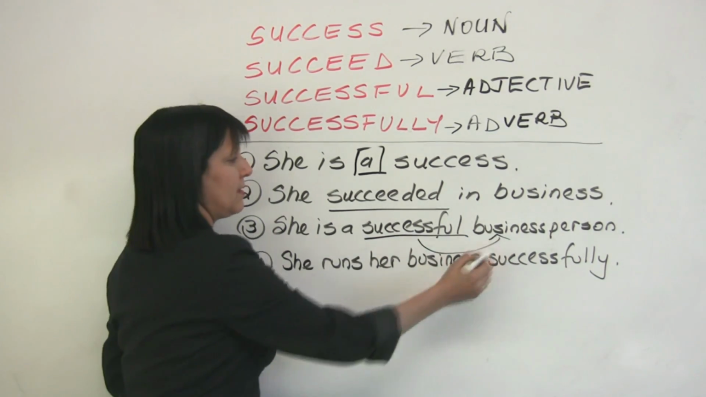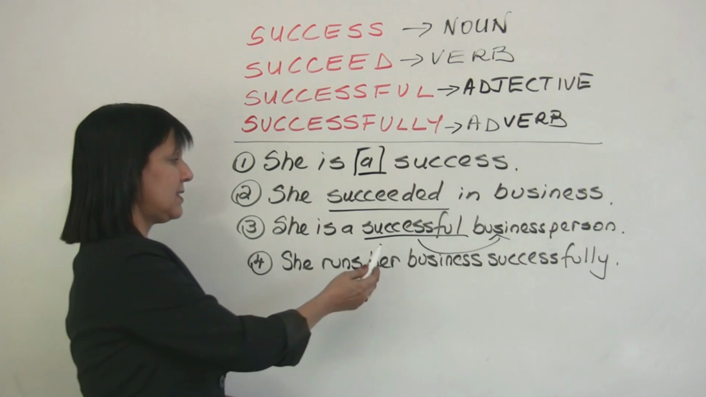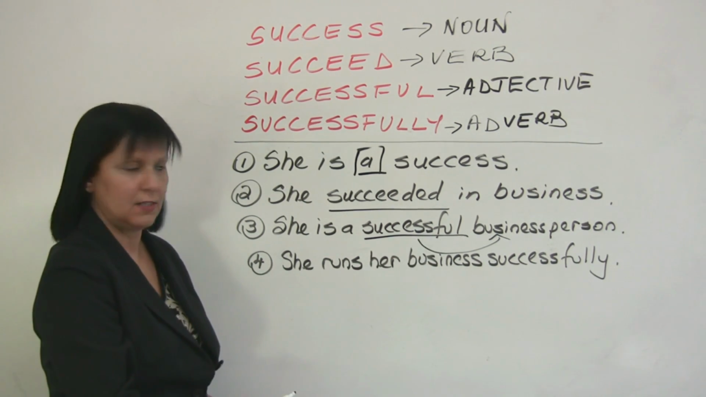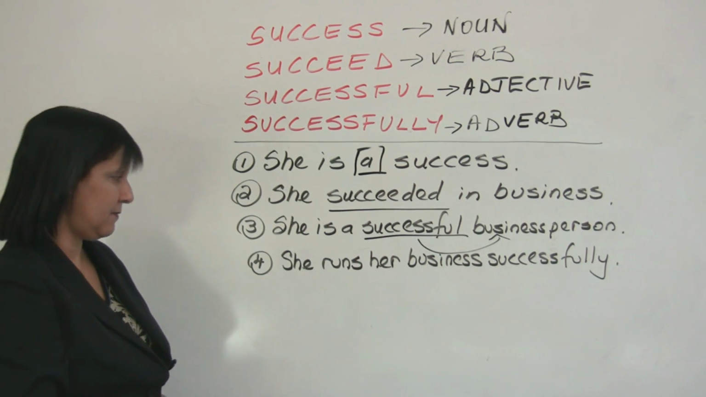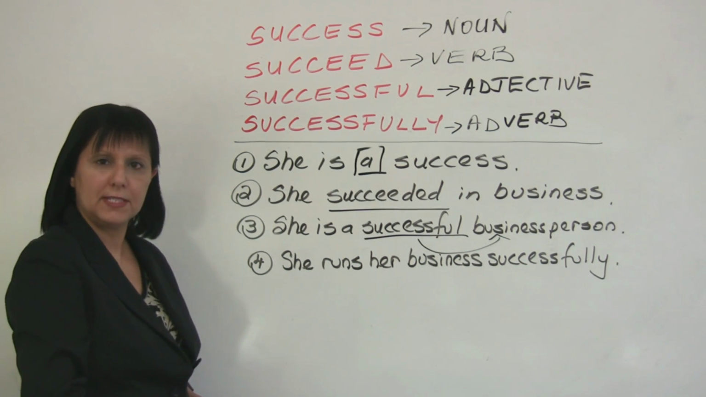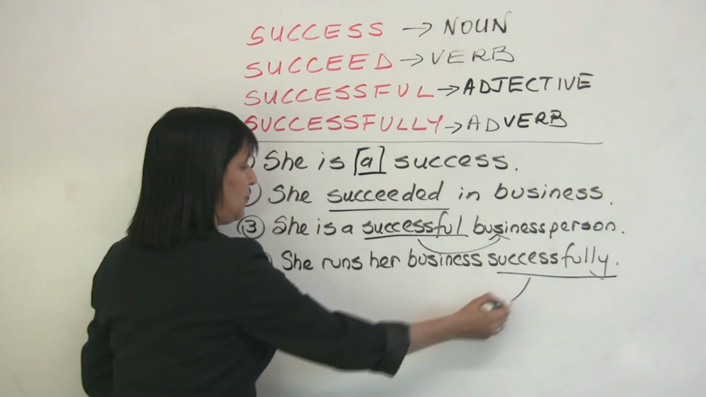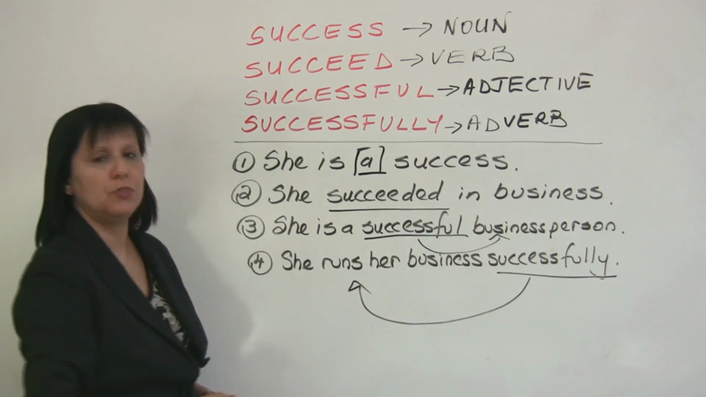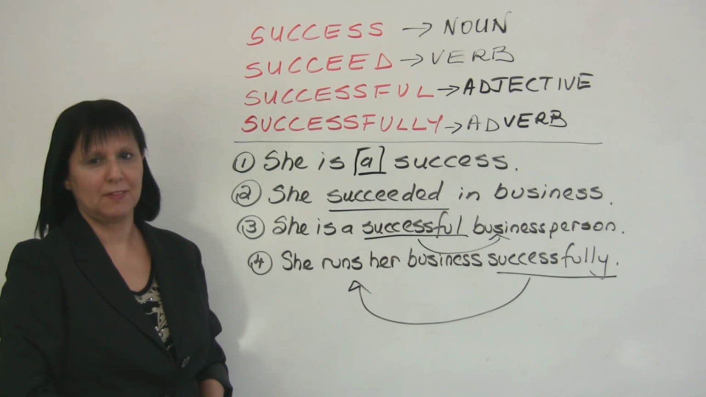She is a successful business person. Successful is describing the word business person. What kind of business person? A successful business person, right? And the last one is where we're using it as an adverb. She runs her business successfully, right? Successfully describes how she runs her business. She runs it successfully, all right?